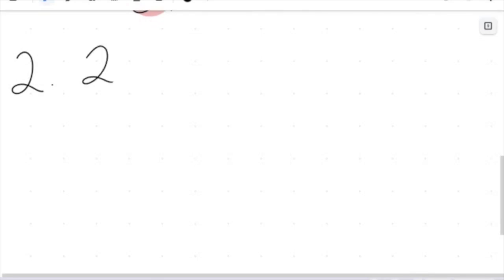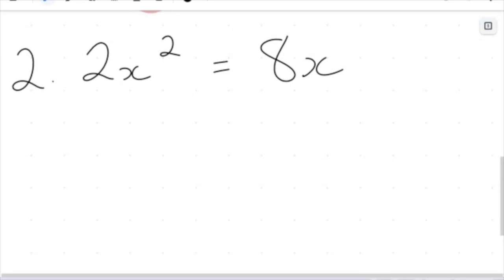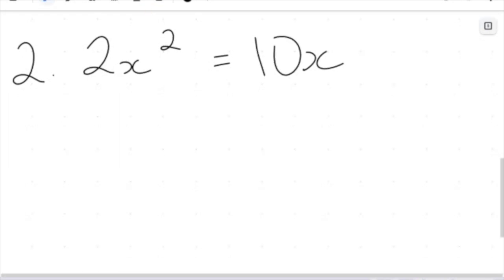So I have an example, 2x squared equals 2ax, and now I want to first get this in the standard quadratic form. We talked about this in the previous video. So I want both of these guys on one side, equaling 0 on the other side. Let's actually just change this to 10x to make it a bit different.